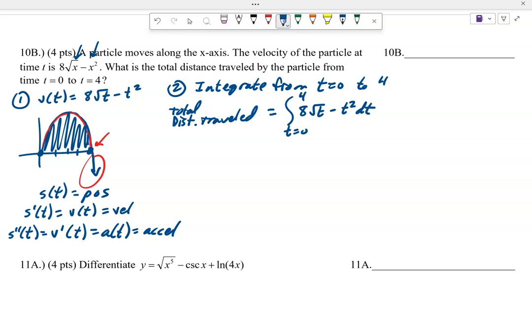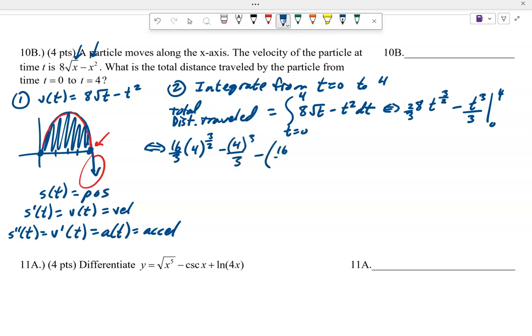Integrate velocity. All right, so we got 8 square root of t, that's t to the 1/2. So 8 times t to the 1/2 plus 1, that's t to the 3/2, all over 3/2, in other words times 2/3, minus t cubed over 3. We're going from 0 to 4. And so we've got 16 thirds times 4 to the 3/2 minus 4 cubed over 3, minus 16 thirds times 0 to the 3/2 minus 0 cubed over 3.